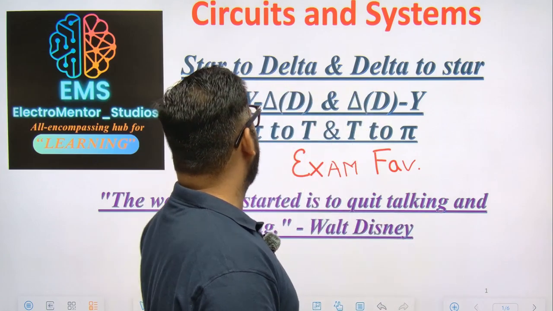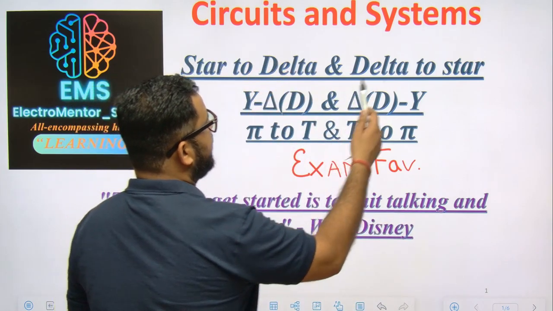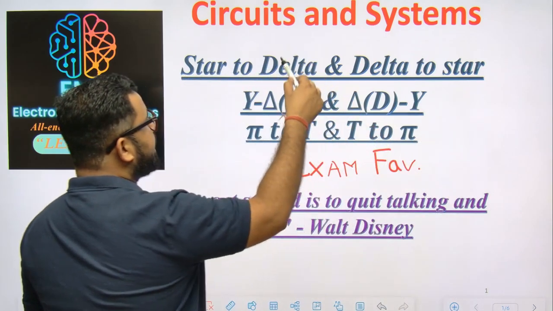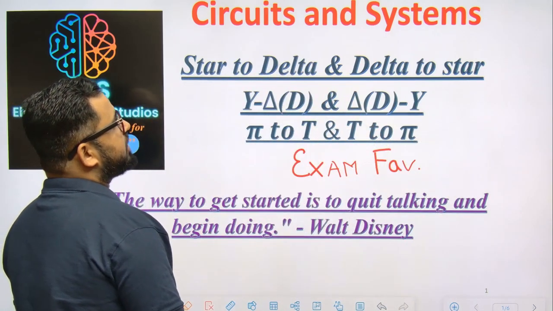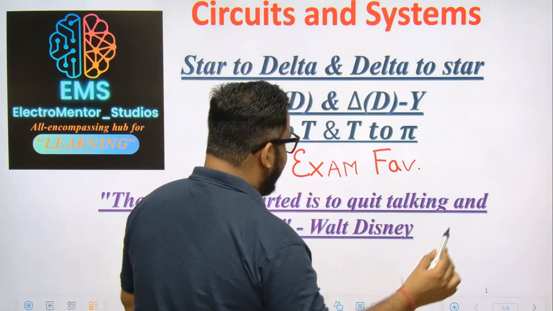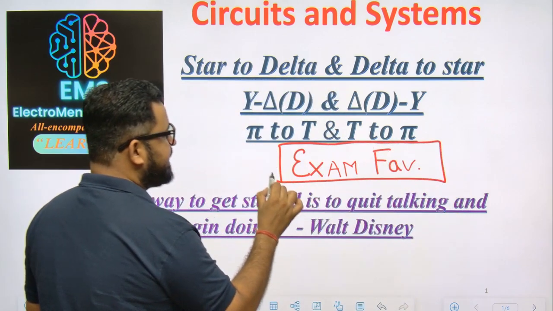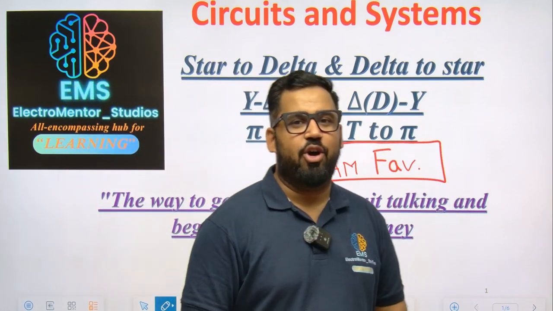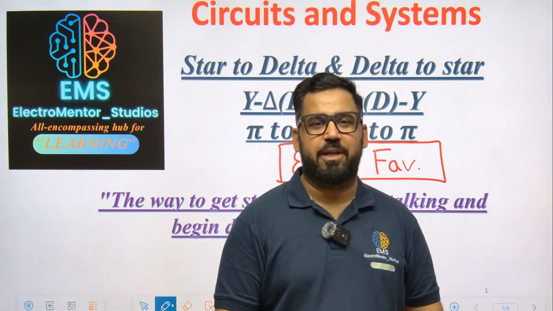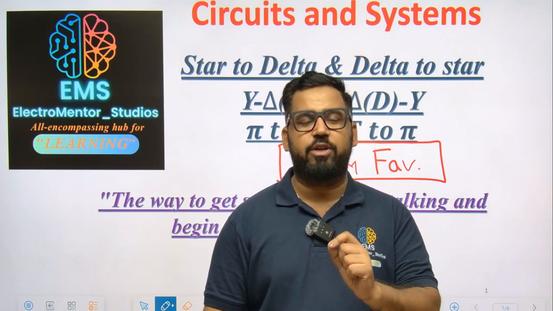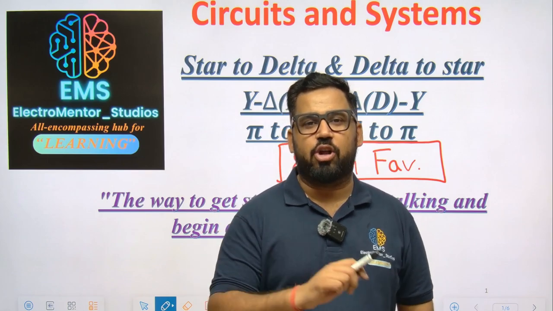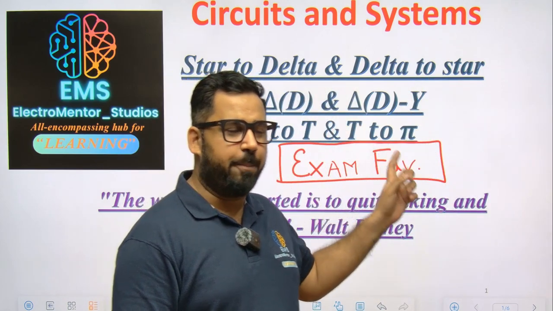So today's lecture is about star to delta or delta to star conversion. These are the three different names under which this same topic can be asked. And remember this, this topic is your examination's favorite, or we'll say examiner's favorite topic. There you'll surely find one question either to explain or to solve a numerical on the very same topic.